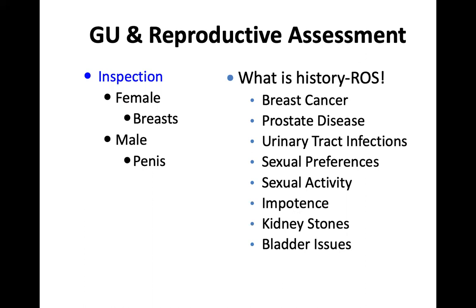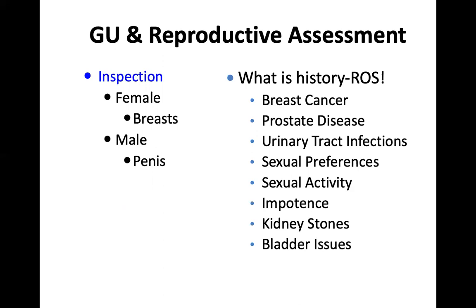So again, you need to talk about that with them and where they've been and what they do. And it's two things. One is protection against disease, HIV included, and then the second one is pregnancy prevention. Okay, so I just kind of put some things in there for you. Breast cancer for the women, prostate disease for the men. Urinary tract infections are very high in females.